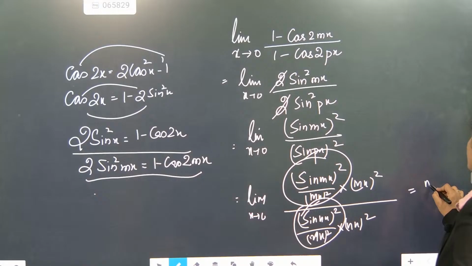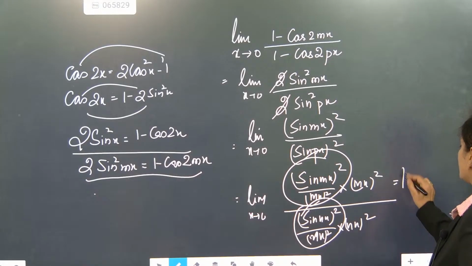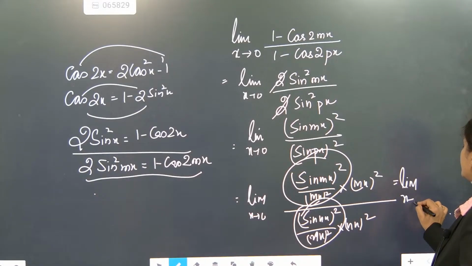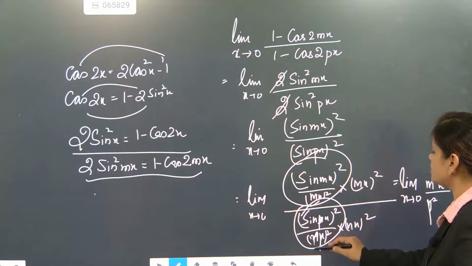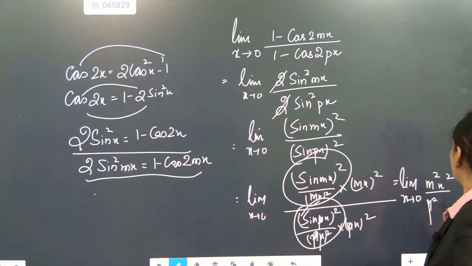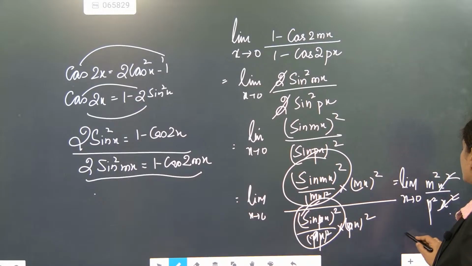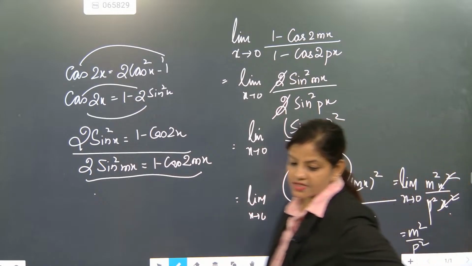So this part will become limit x tends to 0 m square x square by p square. Okay, it was p now, so it will become p. Here also it will become px and here it is p. So p square x square. This got cancelled. Answer is coming as m square by p square. So that's the answer.